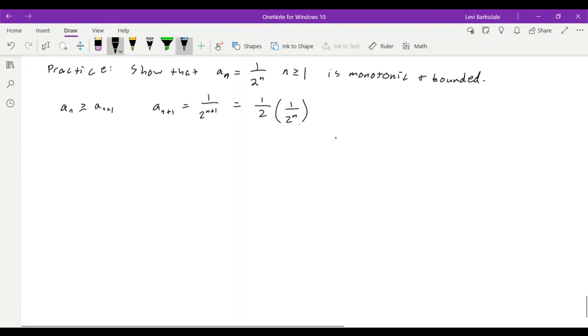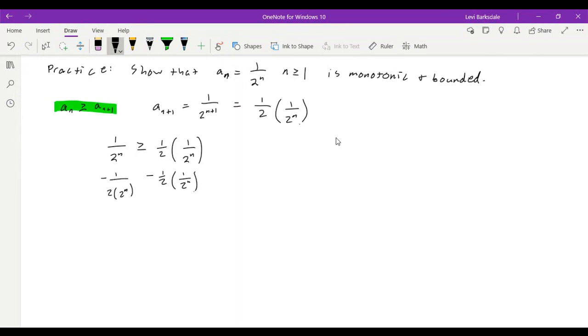And if I wrote this inequality, replacing a sub n with the actual sequence definition, well, there's that. And if I simply subtract 1/2 times 1 over 2 to the n from each side, then I get the inequality 1/2 times 1 over 2 to the n is bigger than or equal to 0, which is of course true. And that tells us that this sequence is monotonic decreasing.